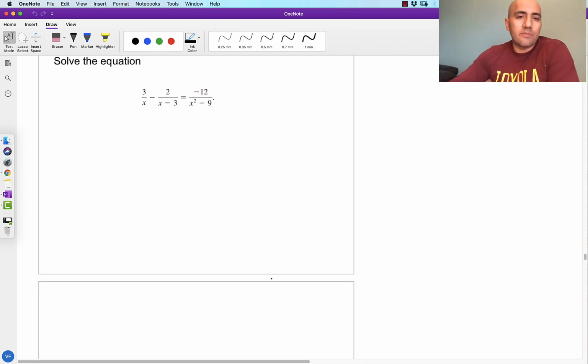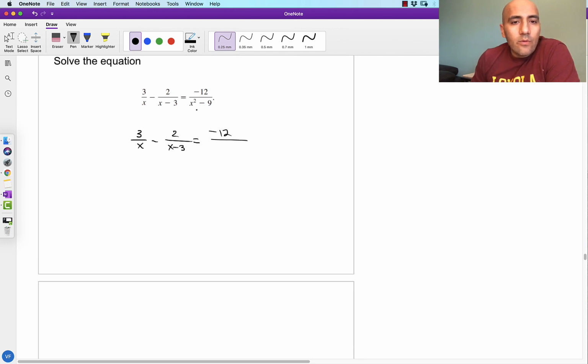Okay, so what we want to do with something like this is to start off by factoring everything. And the only thing that really needs to be factored is this guy. So I'm just going to rewrite the whole thing. 3 over x minus 2 over x minus 3 equals negative 12. And the way it factors is we have x squared minus 9. That's x squared minus 3 squared. And so we have a difference of squares. So this factors as x plus 3 times x minus 3. Okay, so that's going to become x plus 3, x minus 3.